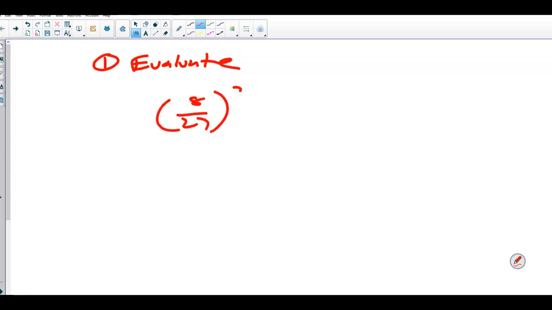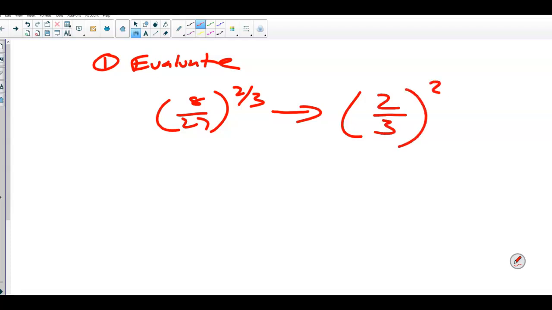27 to the 2/3. What is the cube root of both numbers first? That's what raising something to the 2/3 is. Taking the cube root of both numbers. Once I do that, on that 2/3, and that's raised to the numerator, which is 2. 2 squared is 4, 3 squared is 9.